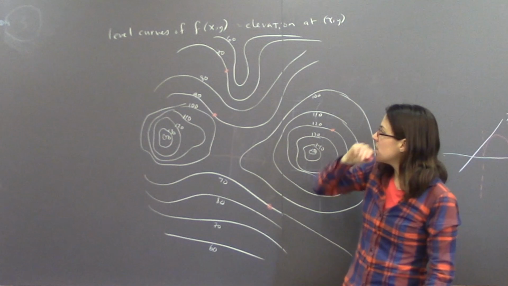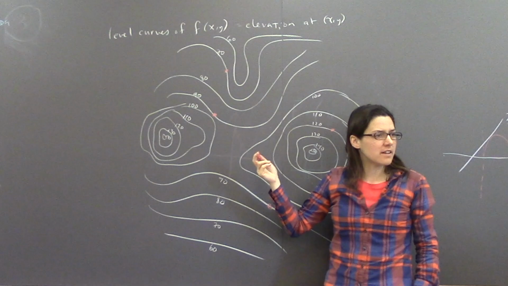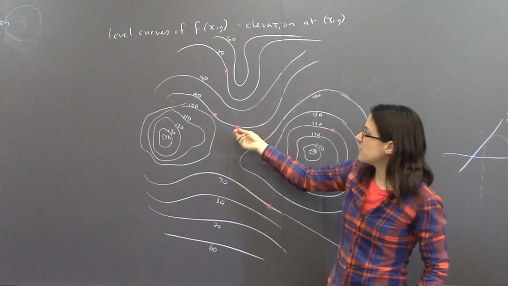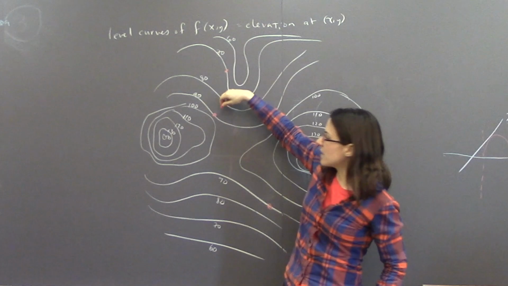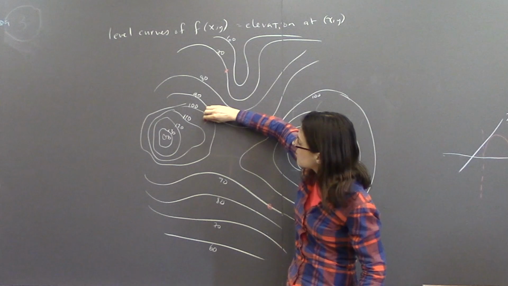So if you are walking along a level curve, then your elevation isn't changing. It would be like if you're taking a break on your hike, you might walk along a level curve. On the other hand, if you're standing here, for example, and you just want to climb, you're like, I want to get this thing done, I want to go up, you'd want to go perpendicular to a level curve. So if you want to go up, you'd go perpendicular. And it turns out that's the direction of the gradient.